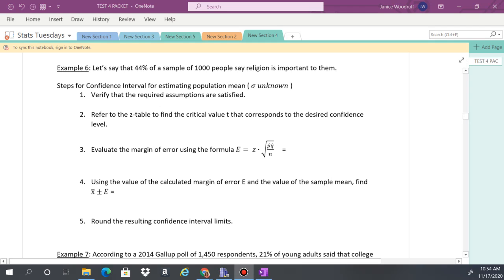Okay, so let's do an example with this. So let's say 44% of a sample of 1,000 people say religion is important to them. Okay, so let's find the confidence interval. And what are we going to do? I think we're going to do a 99% confidence level for this. So let's do a 99% confidence interval.